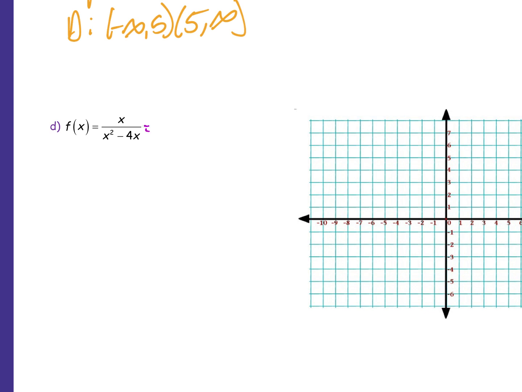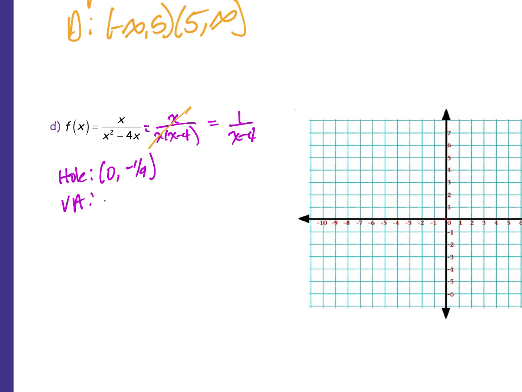Factor out an x, x minus 4. The x's go away, and I get 1 over x minus 4. So I have a hole at 0. Sorry, not 0. Yes, 0. Why did I put my hole there? What did I do? Interesting. Oh, I'm on the wrong problem. No wonder. Okay, -1/4. Okay, there we go.